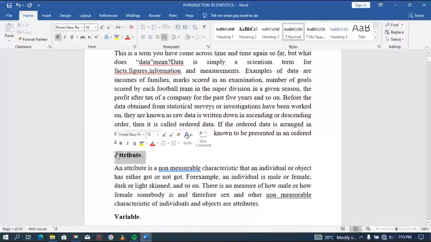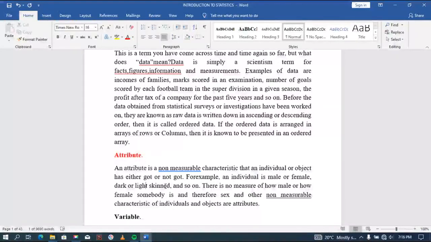Another term is attribute. An attribute is non-measurable. It is a characteristic that an individual or an object can either possess or may not have. For example, an individual can be male or female. You can either be dark or light skinned, among others. There's no measure of how male or female somebody is. So attributes are features of an object or an individual that cannot be measured.